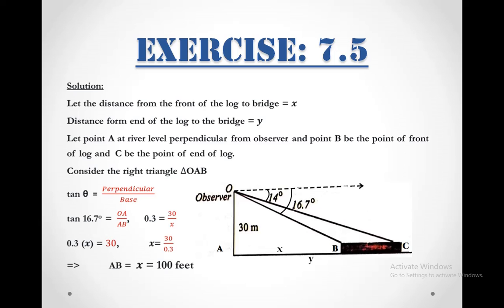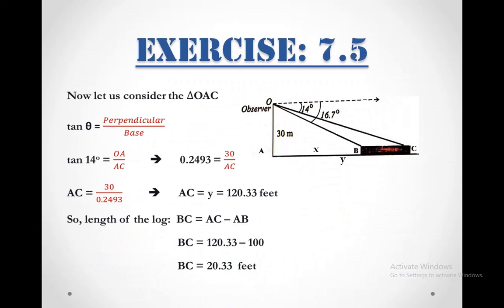Now for the other triangle, moving to the next page, looking at our diagram. Now we consider the triangle OAC. Again we apply tan of theta. Here we have angle 14 degrees. So tan of 14 degrees is equal to OA over AC. The value from the calculator becomes 0.2493. OA is 30, whereas AC is to be calculated. So AC simply becomes 30 over 0.2493. We utilize AC equal to Y. The value through calculator comes to 120.33 feet.